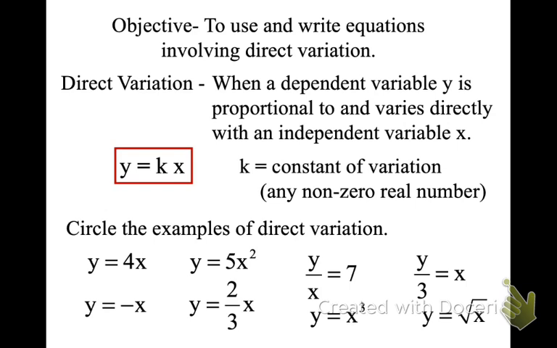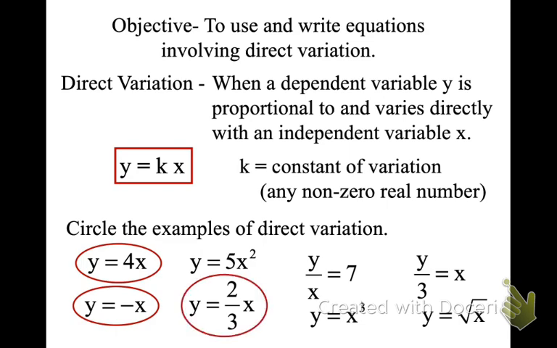So, let's check our work. Y equals 4x is a direct variation equation. Y equals negative x, it's like y equals mx, it's just negative 1 is your m. However, y equals 5x squared is not. They are not quadratic equations. It's to the first power. However, y equals 2/3 x, that's in the form of y equals mx.